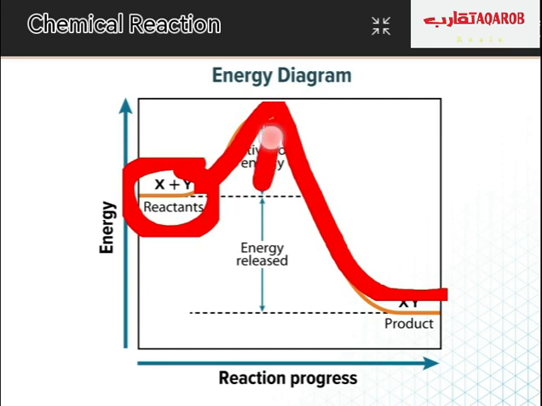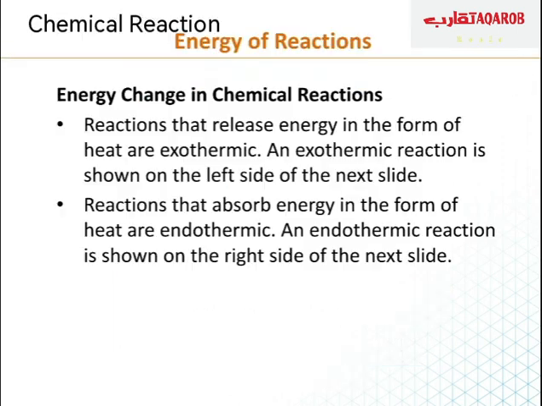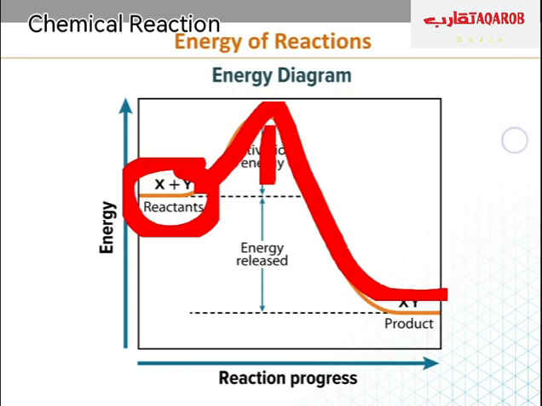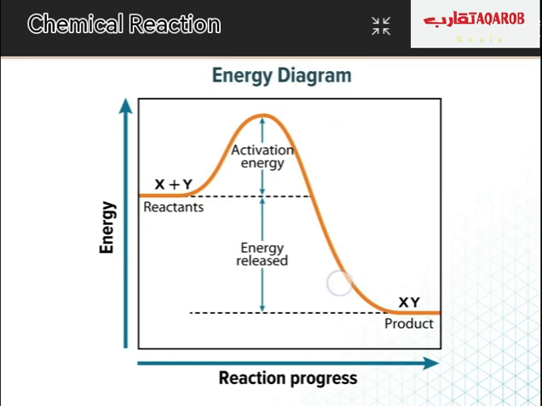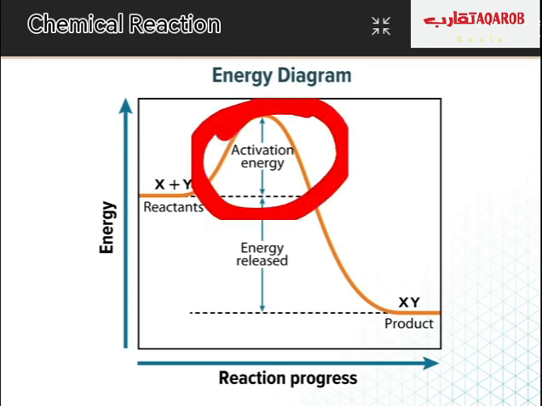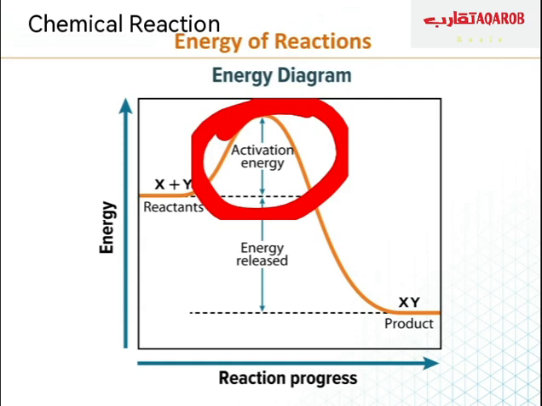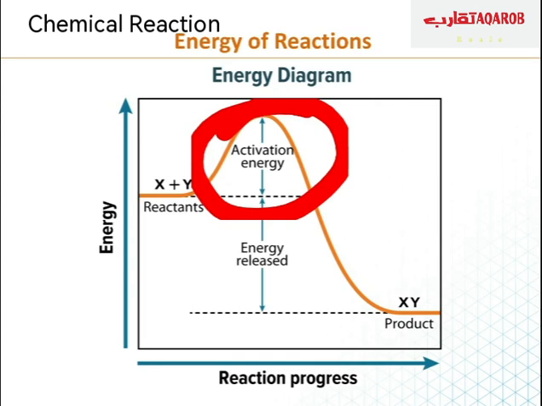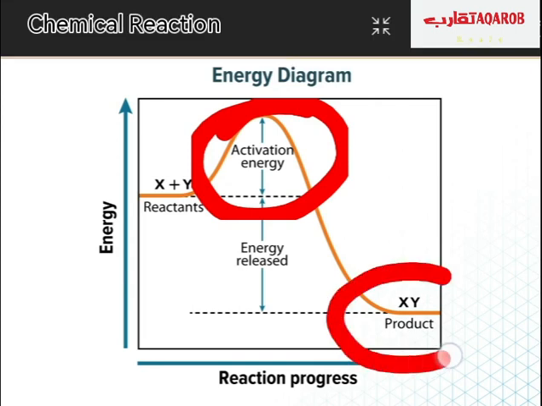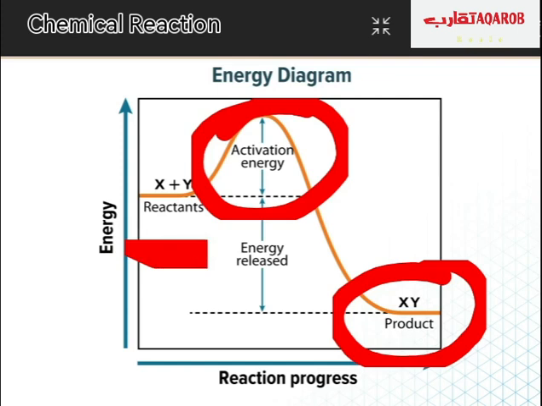As you can see, this is what we call the activation energy. Again, this is what we call the activation energy. Is that clear? And then we can find that after the end of the reaction, the energy of the reaction is decreased. Here on the right side, you can find a lower energy for the product. So in this reaction, the product's energy is lower than the reactant energy.